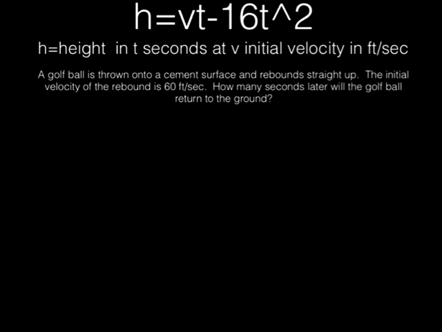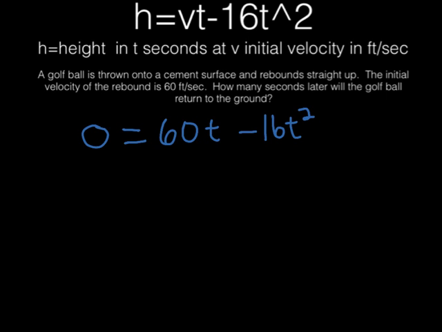Well, the height that I want the golf ball to attain is going to be 0. So I'm going to plug in 0 into my equation for height. The initial velocity of the rebound is 60 feet per second. So my v is going to be 60, so 0 equals 60 times t minus 16t squared. The cool thing about this equation is that it's already equal to 0.